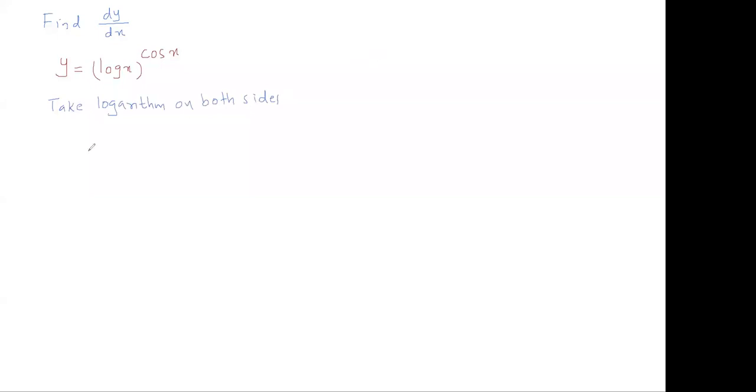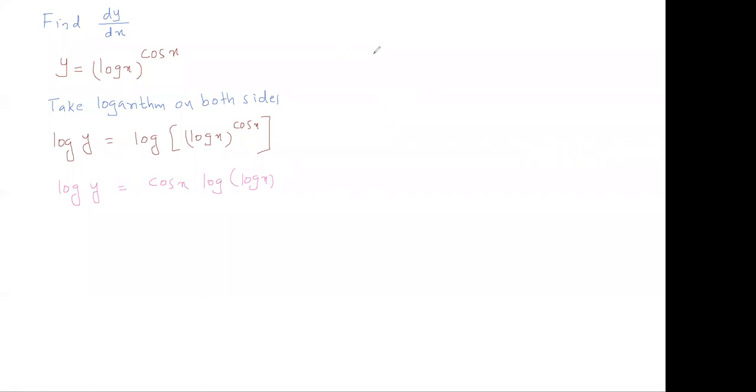So this will become log y is equal to logarithm of log x to the power cos x. So now logarithm of a power is the power into logarithm of the base, sorry. So it is log y is equal to power into, power is cos x, into logarithm of the base, logarithm of log x.